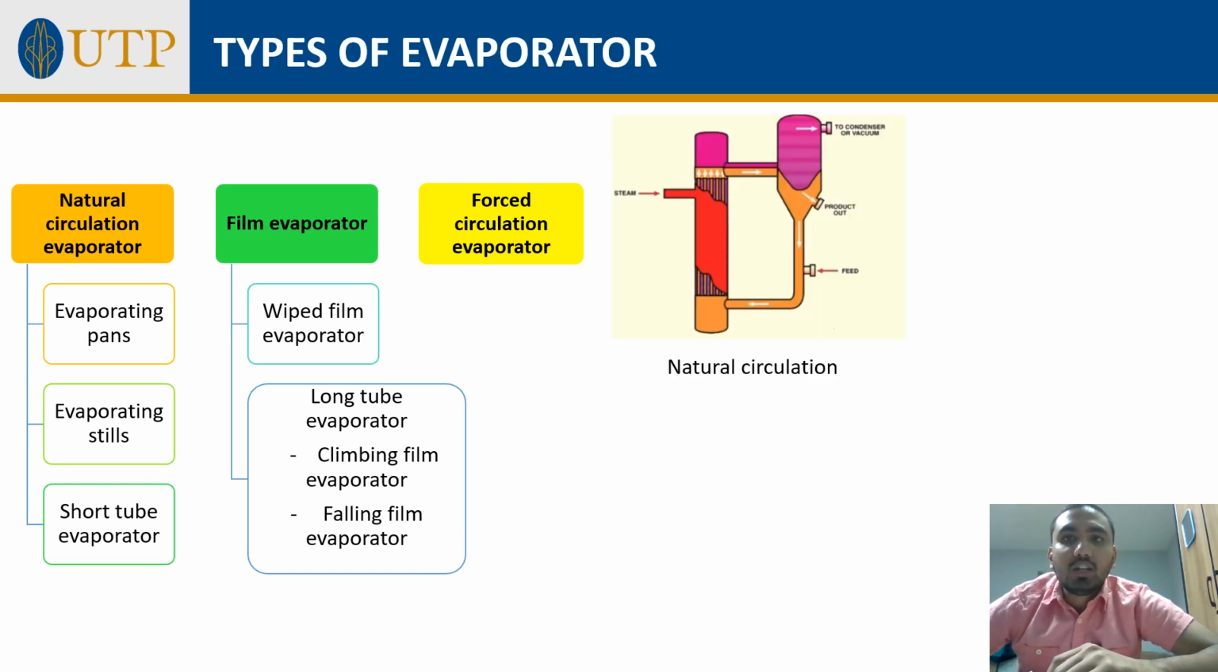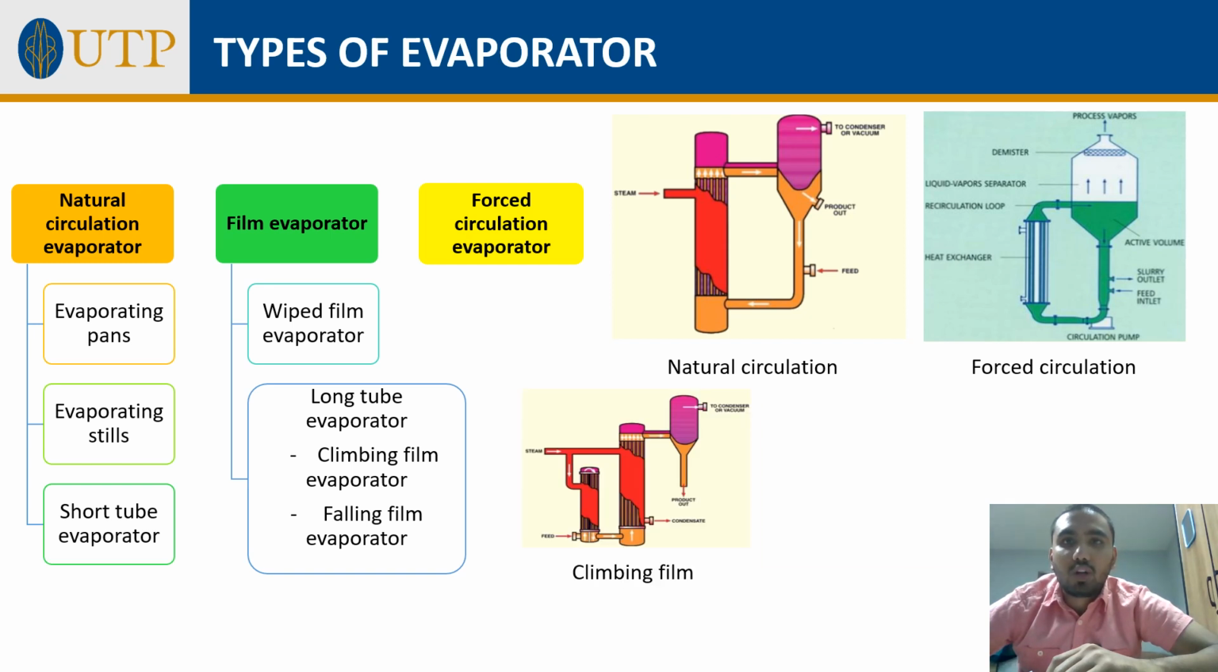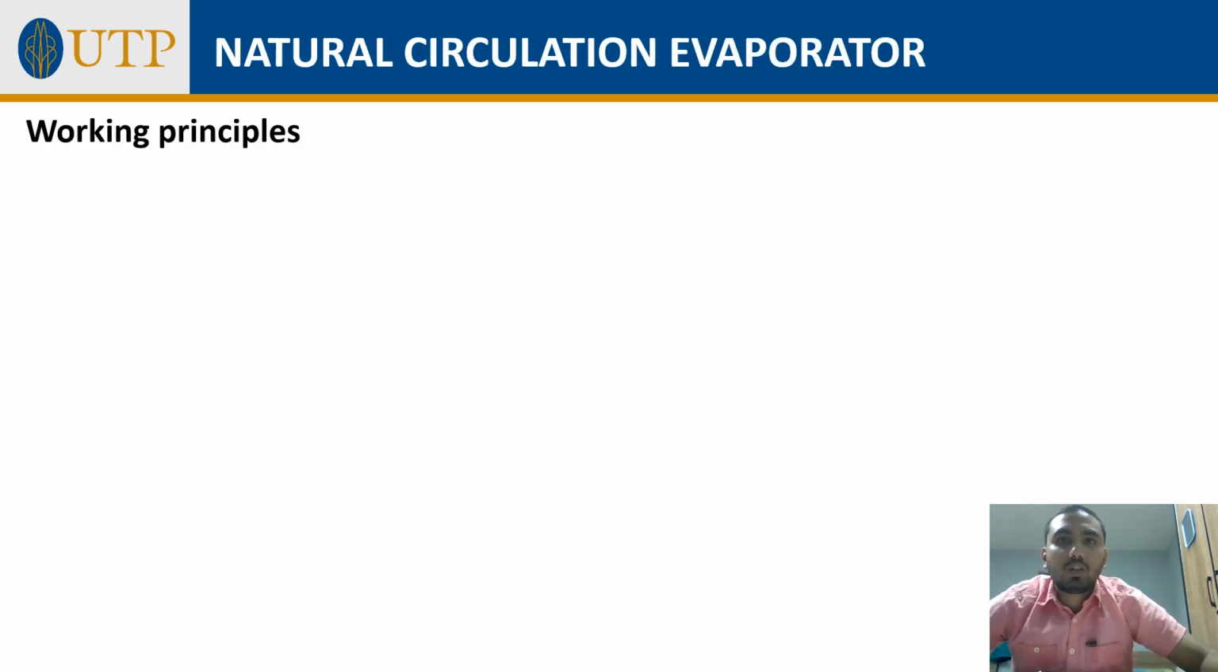Then there is the forced circulation evaporator. Then this is the picture of the forced circulation evaporator, and then followed by the film evaporator, which is ranged from wide film evaporator and also long tube evaporator, which is ranged from climbing film evaporator and also the falling film evaporator. Next, I will be talking about the natural circulation evaporator's working principle.